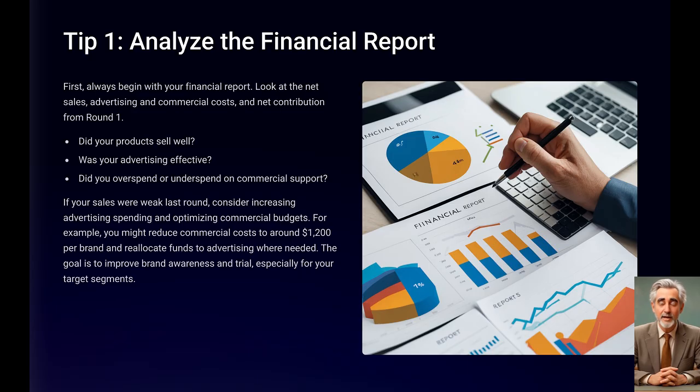If your sales were weak last round, consider increasing advertising spending and optimizing commercial budgets. For example, you might reduce commercial costs to around $1,200 per brand and reallocate funds to advertising where needed. The goal is to improve brand awareness and trial, especially for your target segments.